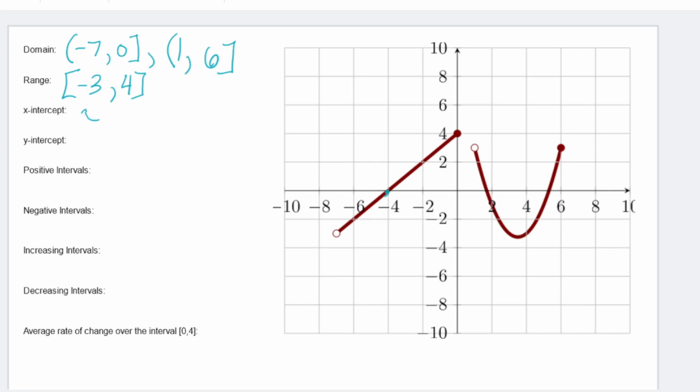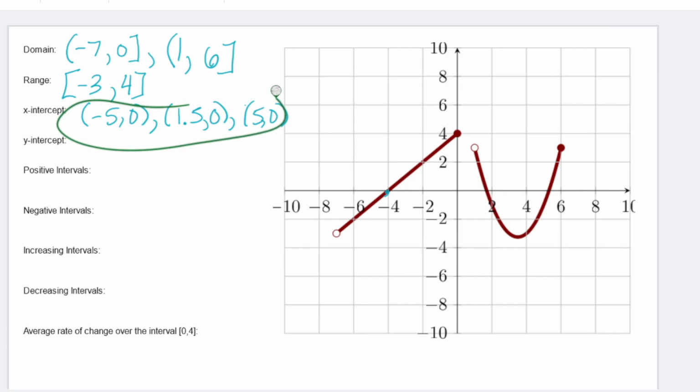This far left one is at -5, 0. My next one, just shy of 2, I think that's at 1.5-ish. And then my third one is at 5, 0. Now notice I wrote those as ordered pairs, and I separated the ordered pairs by commas. When you take your test, read the instructions about how they want you to list those numbers. Sometimes they're okay with you just saying the numbers, -5, 1.5, 5. So just kind of watch yourself there.